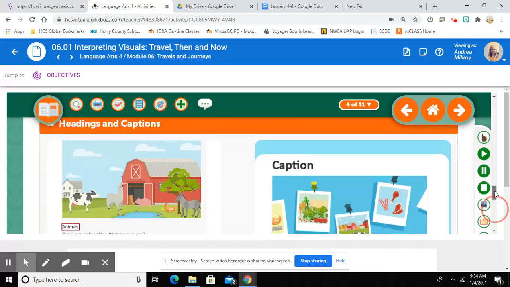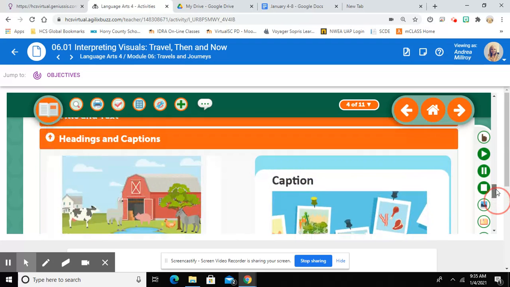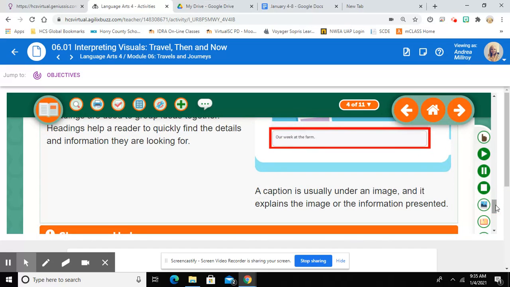Headings and captions. Headings are used to group ideas together. Headings help a reader to quickly find the details and information they are looking for. A caption is usually under an image, and it explains the image or the information presented.